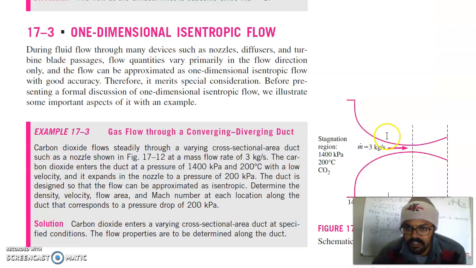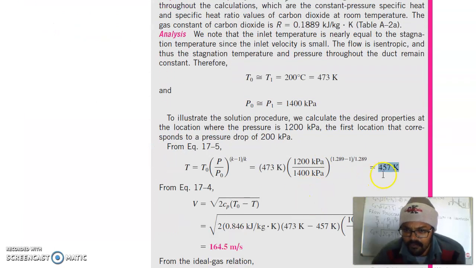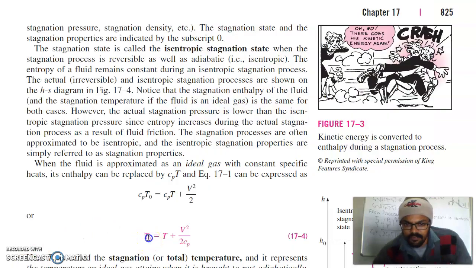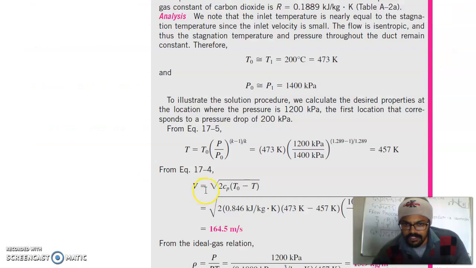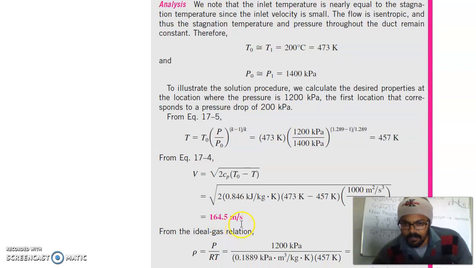Means in this nozzle, this is 1400. When your pressure drops to 1200 kPa, corresponding to that pressure at this point, what would be the temperature? So temperature is 457 Kelvin. Now we know this is the relation for stagnation temperature, temperature and velocity. So we can find velocity here. If we know T0 and T, we can find velocity. So velocity here is the square root of 2 Cp (T0 minus T), which is 164.5 meter per second.